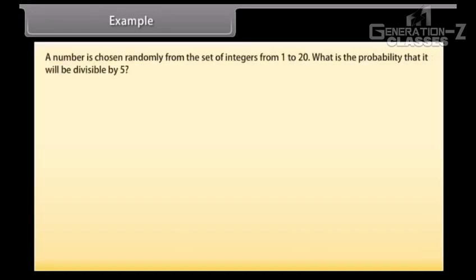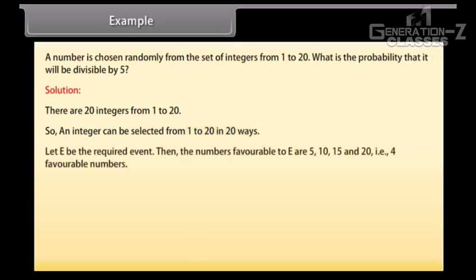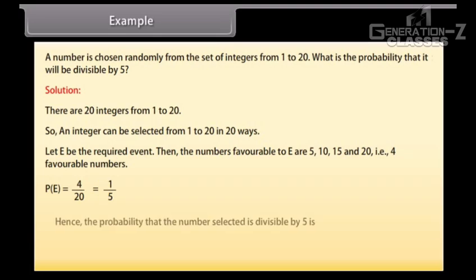Example. A number is chosen randomly from the set of integers from 1 to 20. What is the probability that it will be divisible by 5? Solution. There are 20 integers from 1 to 20. So, an integer can be selected from 1 to 20 in 20 ways. Let E be the required event. Then, the numbers favorable to E are 5, 10, 15 and 20, that is, 4 favorable numbers. P(E) is equal to 4 by 20 equals 1 by 5. Hence, the probability that the number selected is divisible by 5 is 1 by 5.